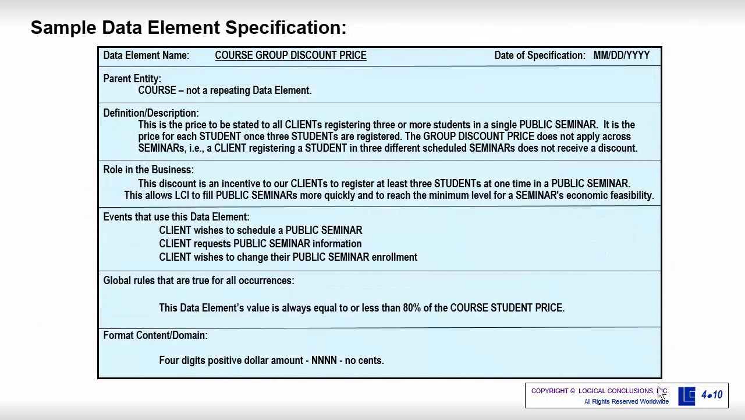Here's a sample data element specification for a data element in my business. It's for the course, group, discount, price data element. As you can see, we can gather quite a lot of information about a specific data element also. I just want to show an example in this overview section.